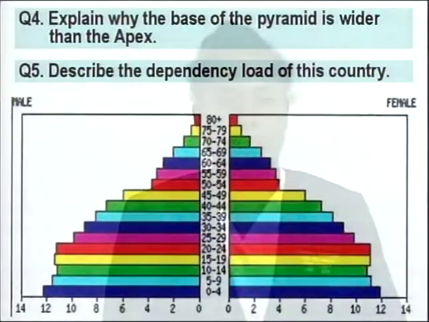So when we look at the dependency load of our country and also for that population pyramid, how can we describe the dependency load? Gideon. It has a high dependency load of young people because there are more young people than old or middle aged, and so they will have to depend a lot on them.